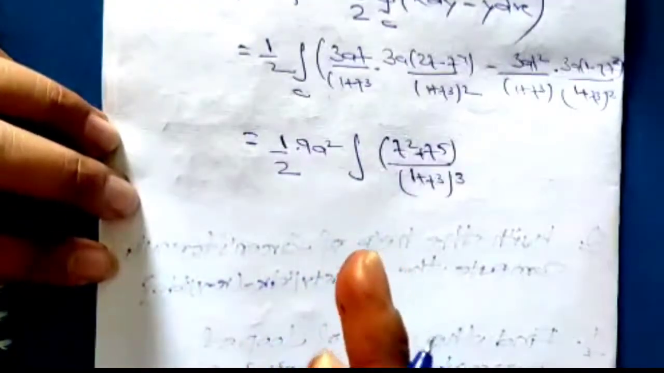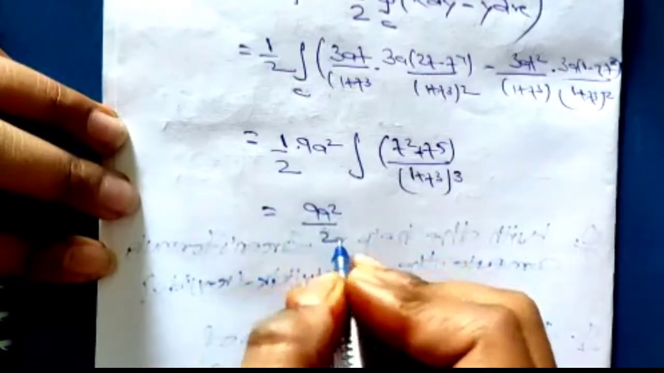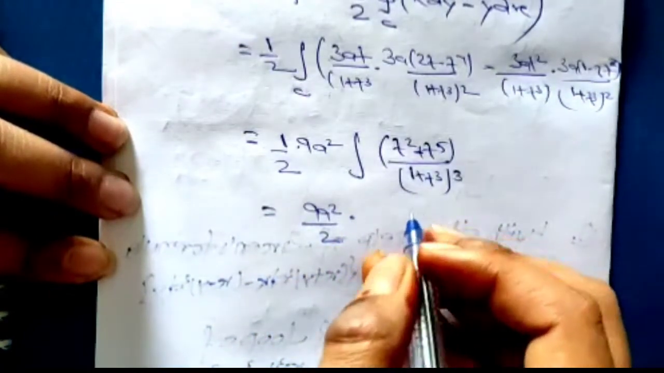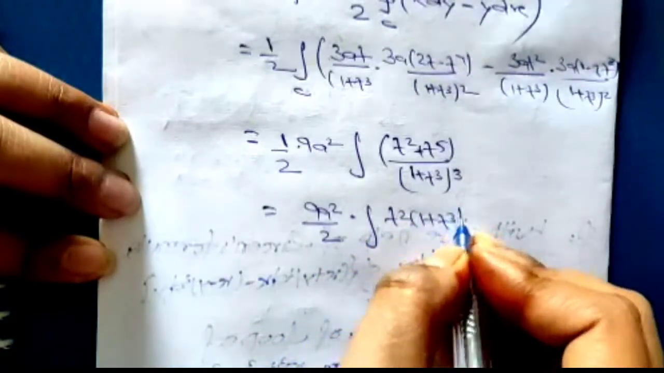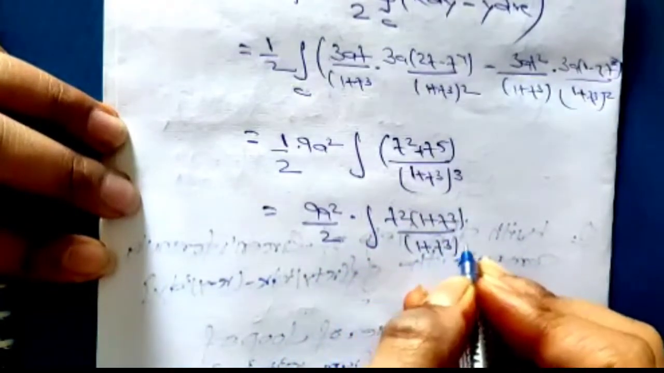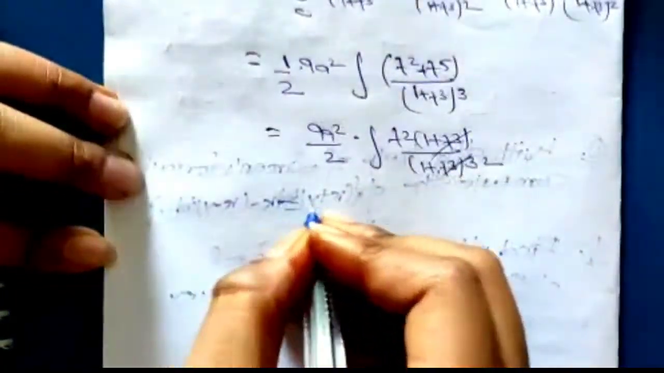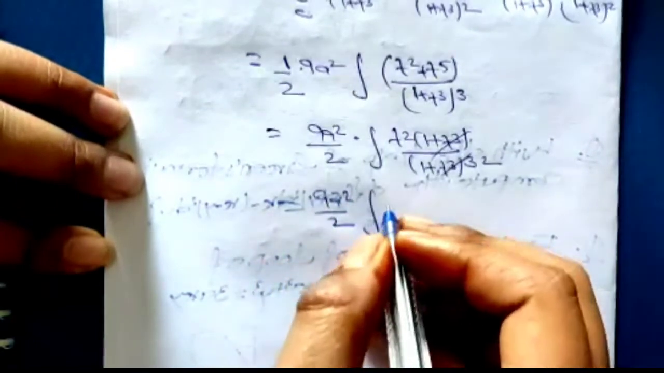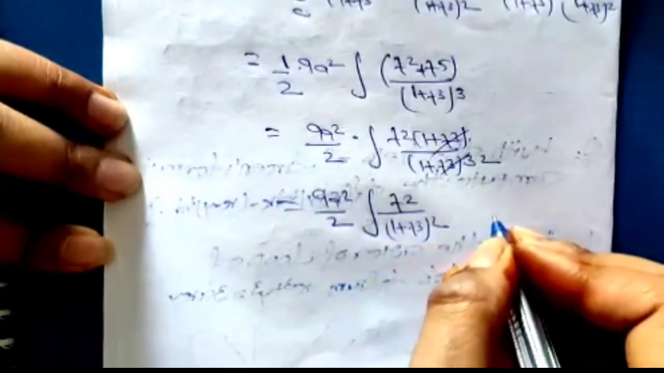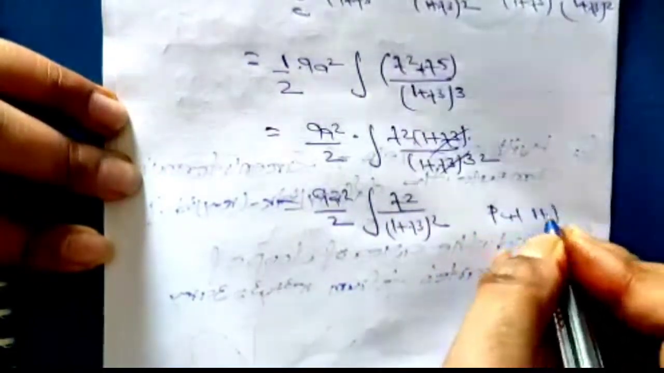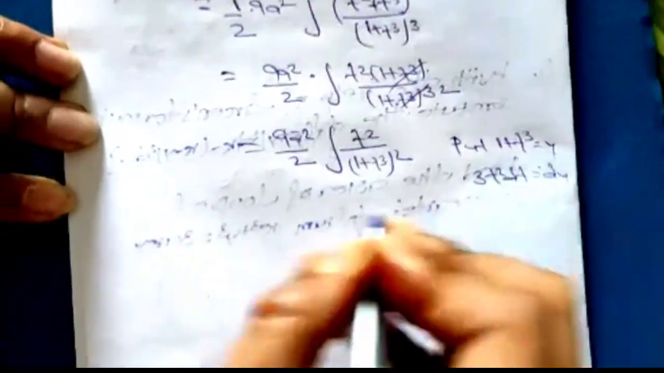Okay, I am doing the integration part fast, and this is only easy calculation, nothing much. 9a²/2. After taking the common square, we get 1 + t³. This is 1 + t³. Cancel out, it will become square. 9a²/2, this is t² over (1 + t³)². Put 1 + t³ equal to u. This will become 3t² dt equal to du.